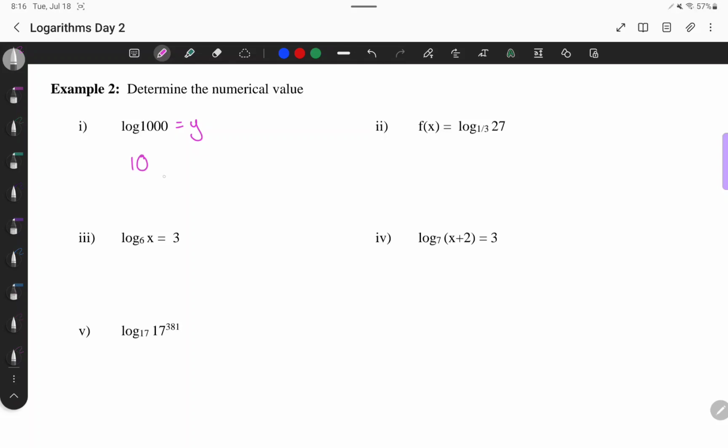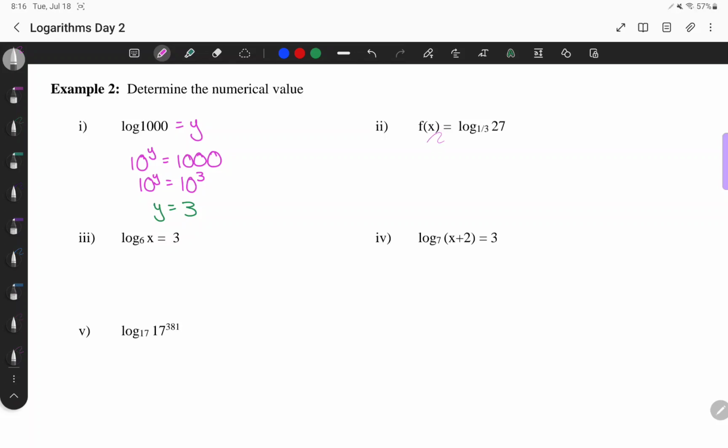So we have a base of 10, an exponent of y, and it's equal to 1000. We're asking ourselves, 10 to what power is equal to 1000? Remember, we can write that 1000 as 10 to the power of 3, which tells us that y is equal to 3. So we can see that log 1000 is equal to 3.